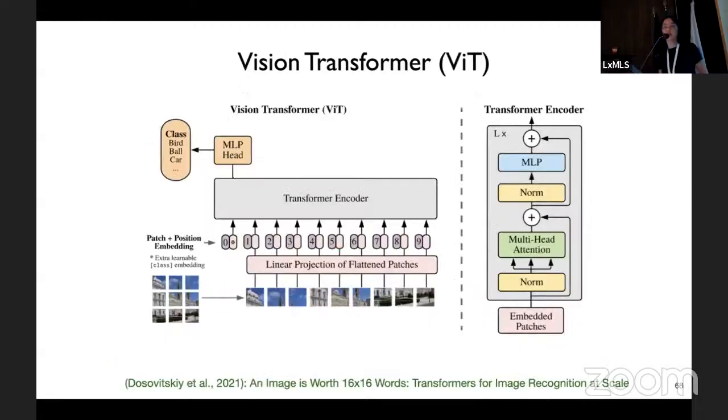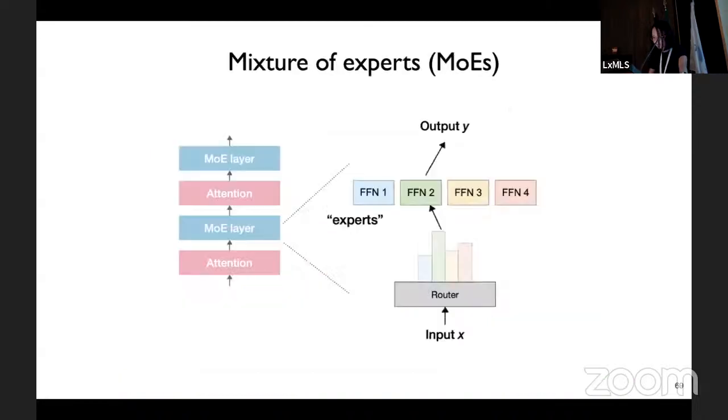Very quick note: transformers have been used not just for modeling language. Even for computer vision, people have been using vision transformers a lot for modeling images. I'm not going to talk more about this.